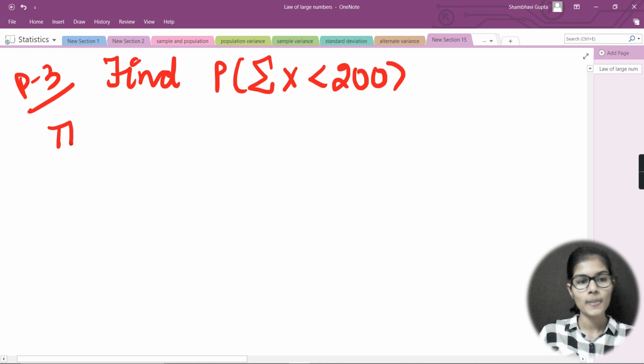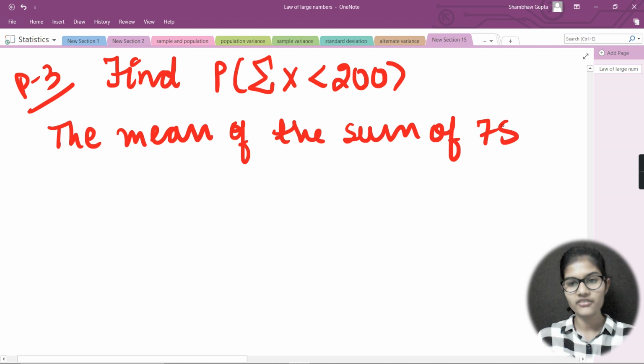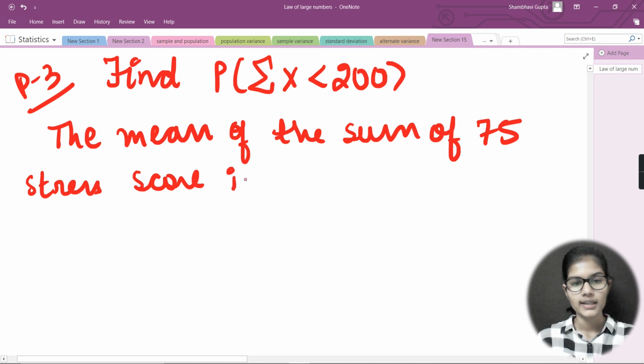Fine. Now here firstly I can write the mean of the sum of 75 stress scores is, so here I can just multiply the 75 by 3, right?